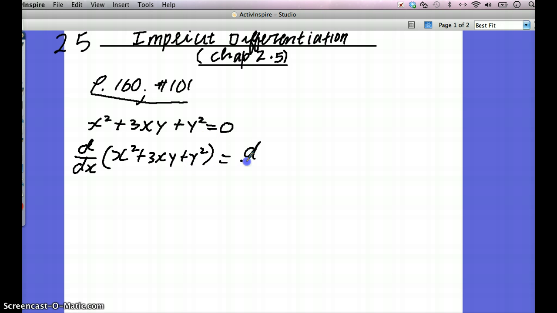So here we go, d dx, or derivative with respect to x of the left side, is equal to the derivative with respect to x of the right side. And I've said to you before, it's just like algebra. Whatever we do to one side, we do to the other side.